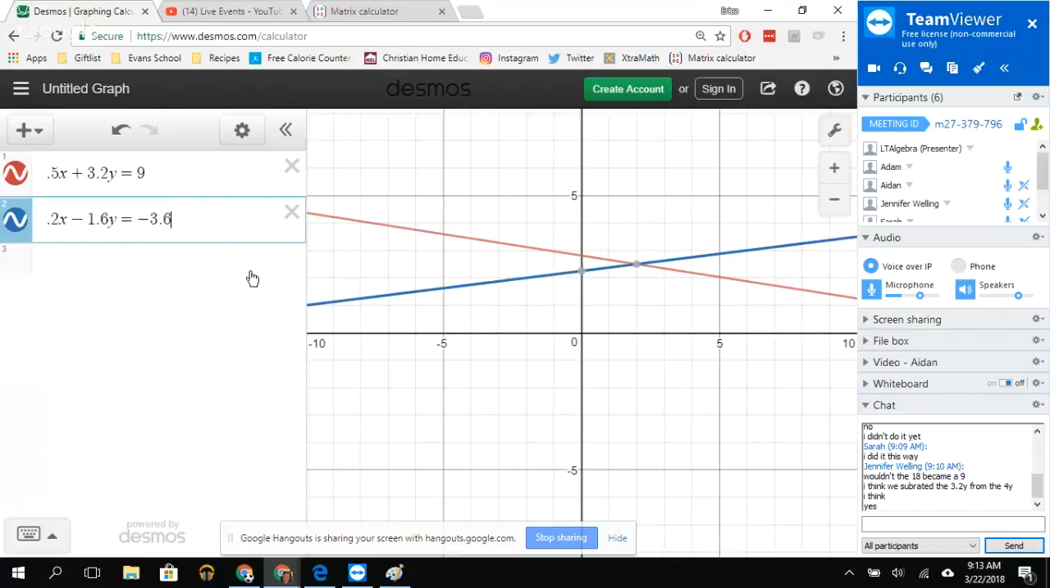Okay, so you can see our two linear equations, right? It's what we would expect since these are linear equations. And then we can see that our point of intersection is at 2.5. So there we go, Jennifer. With a whole lot of work, we got there, right?